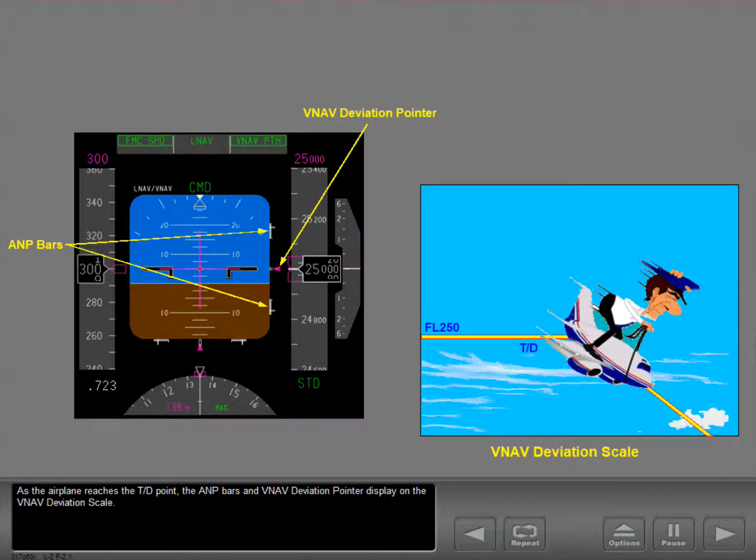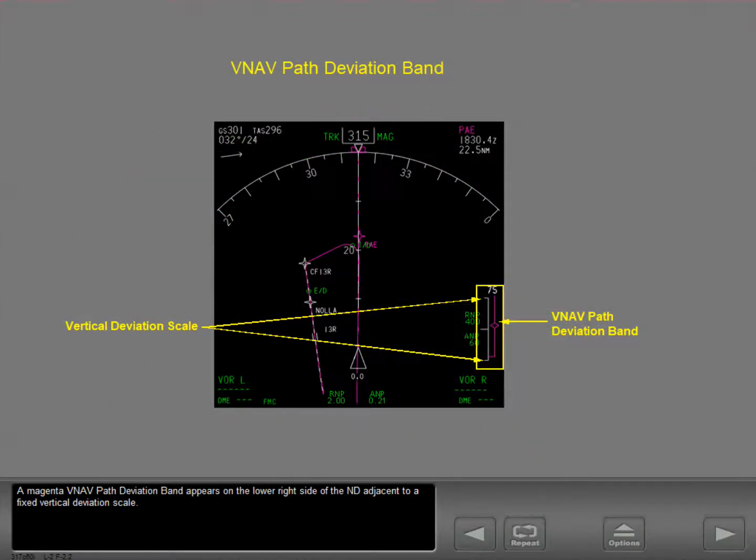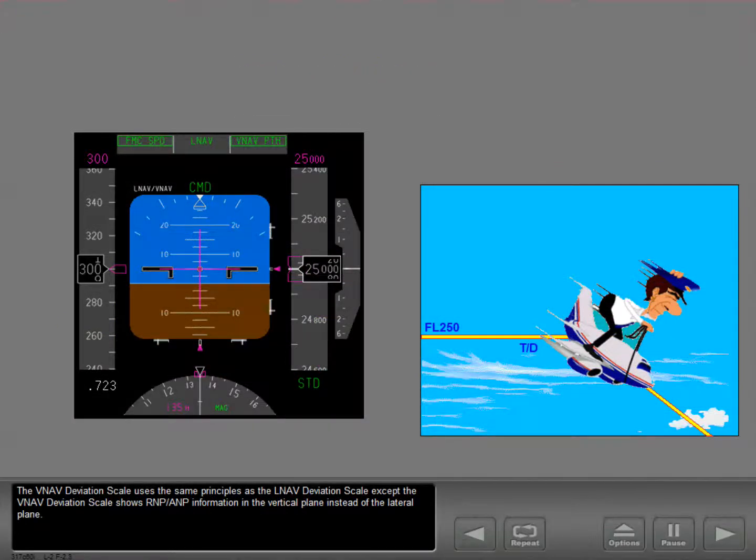As the airplane reaches the top of descent point, the ANP bars and VNAV deviation pointer display on the VNAV Deviation Scale. A magenta VNAV path deviation band appears on the lower right side of the navigation display, adjacent to a fixed vertical deviation scale. The VNAV Deviation Scale uses the same principles as the LNAV Deviation Scale, except the VNAV Deviation Scale shows RNP-ANP information in the vertical plane instead of the lateral plane.